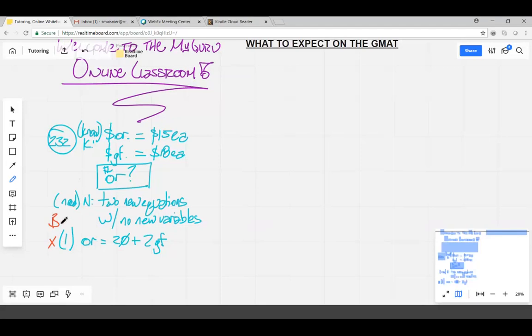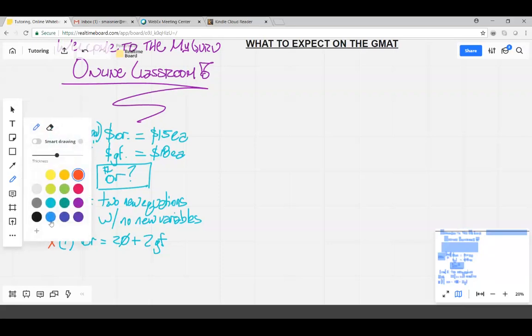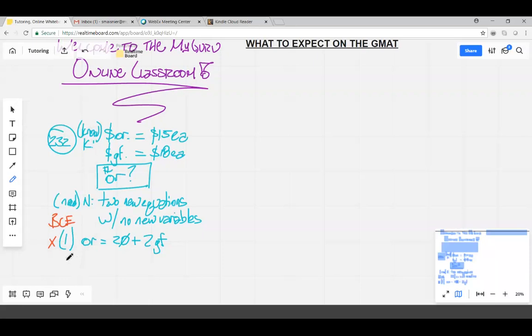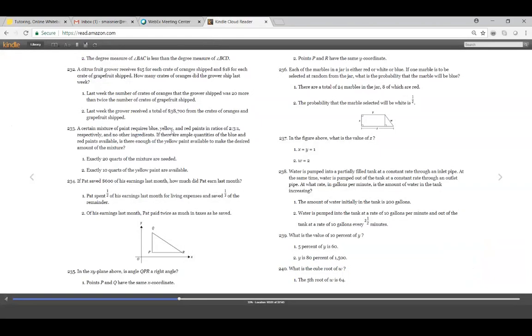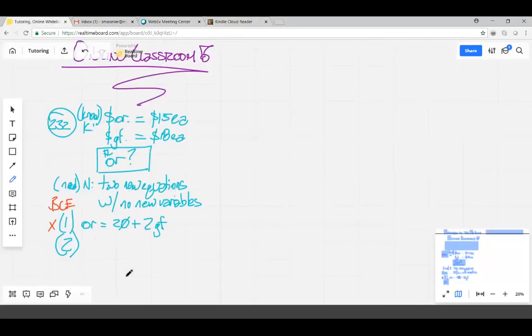So then what you like to do is put up your options in terms of your remaining answer choices. And if the first condition is not sufficient, no matter what, you either only have B, C, or E as options. Either condition 2 alone is sufficient, they're sufficient together, or they're neither sufficient together nor alone, which is choice E. So then once we've got condition 1 down and considered, we come to condition 2, which if we go back to the sample question, says that last week the grower received a total of $38,700 from the crates of oranges and grapefruit shipped. So again, we want to articulate that mathematically.